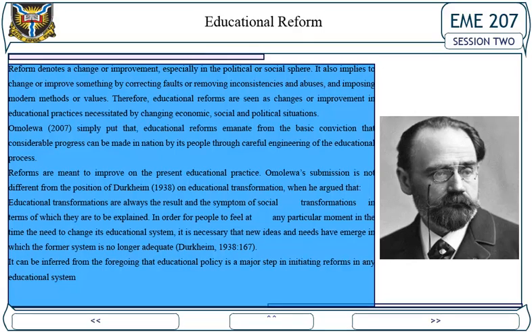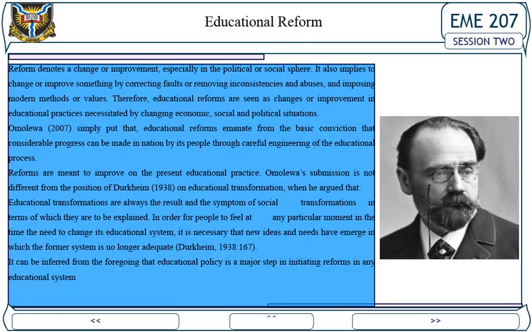Educational reform. Reform denotes a change or improvement, especially in the political or social sphere. It also implies to change or improve something by correcting faults or removing inconsistencies and abuses, and imposing modern methods or values. Therefore, educational reforms are seen as changes or improvements in educational practices necessitated by changing economic, social, and political situations.